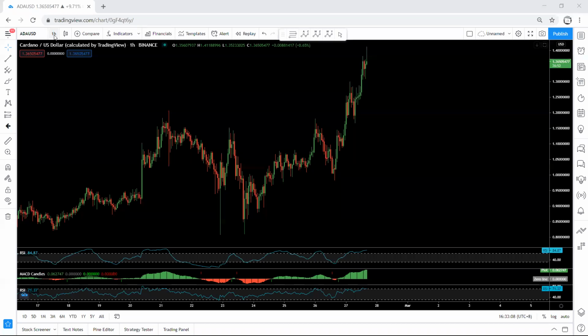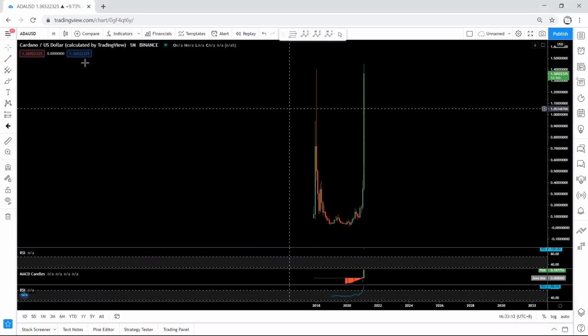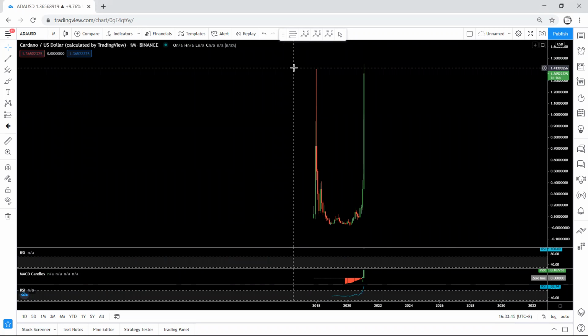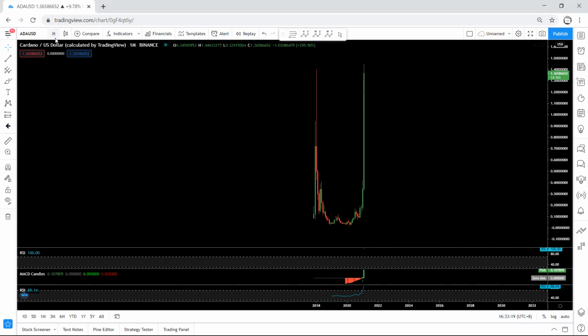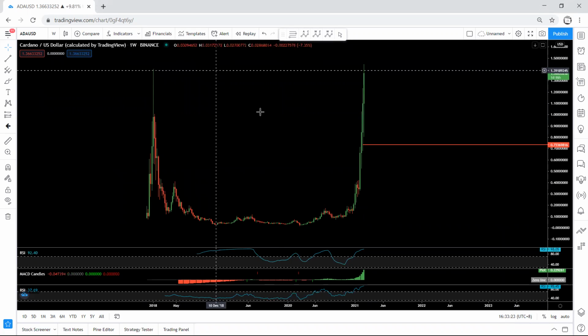First of all, we start with the monthly chart. Okay, based on the monthly chart, as we can see, this is the top, and now the price broke the previous top, which was 1.4. Okay, and how about the weekly chart? We can see it, but we have nothing to talk about.